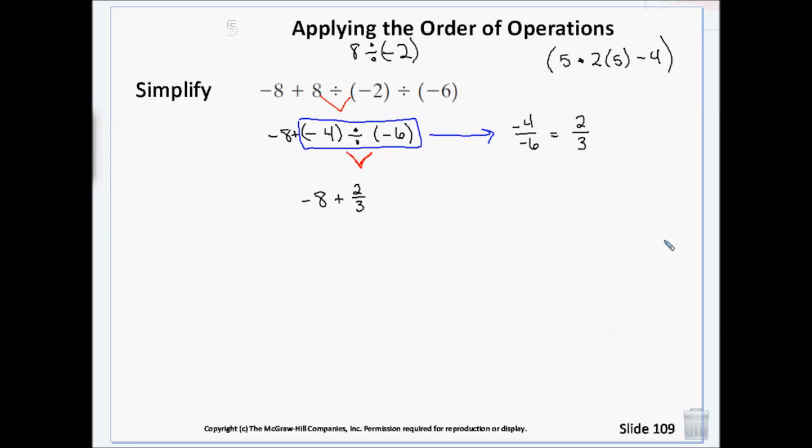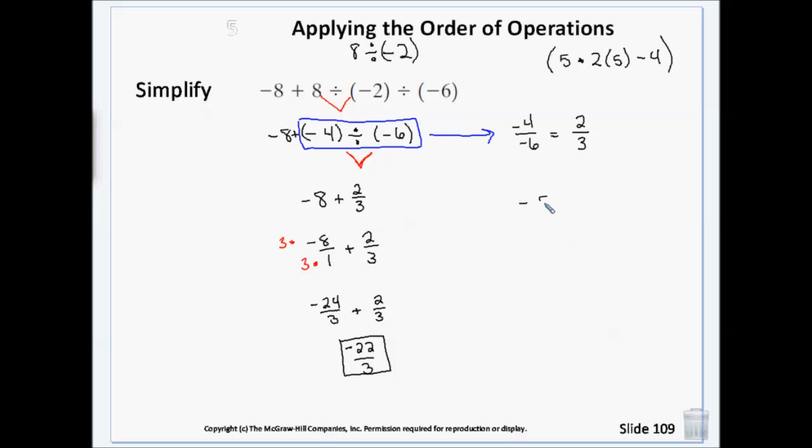We have this lovely fraction. And in order to add this whole number to this fraction, I need to convert this to a fraction. I can put a 1 on the bottom. We can start that way. And then I need a common denominator of 3. So I can go -24/3 plus 2/3. And -24 plus 2 is -22/3, and I leave it just like that.